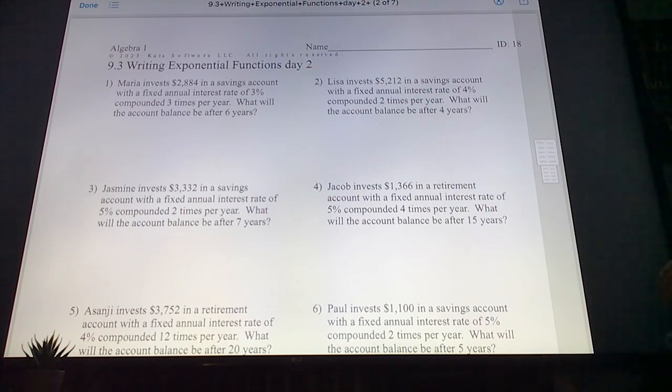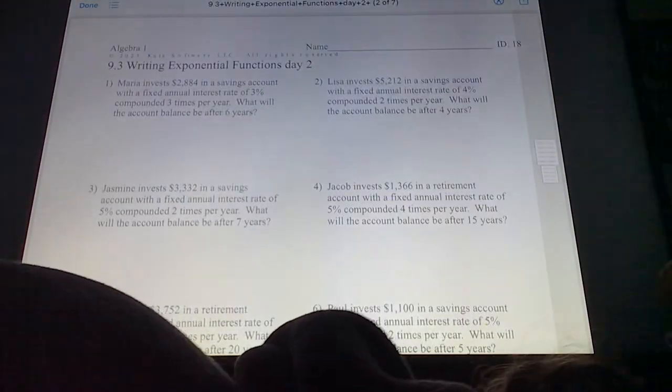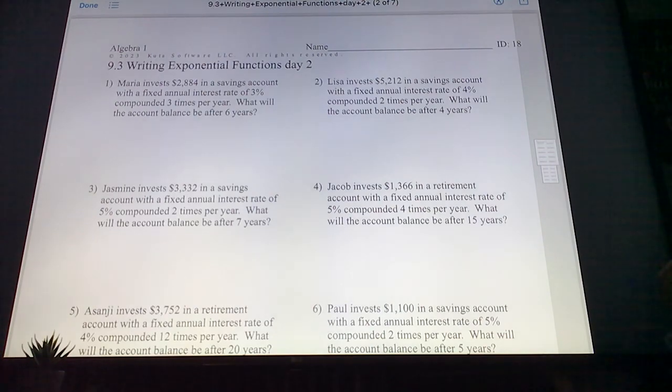Today you guys are going to work on writing exponential functions day 2. It should look like paper 18 up here in the corner, so obviously make sure that the sub passed out the right paper to you. This does look like yesterday's, however it is different. Yesterday we did basic interest. Today we're working on compound interest. Take a second and pause the video.